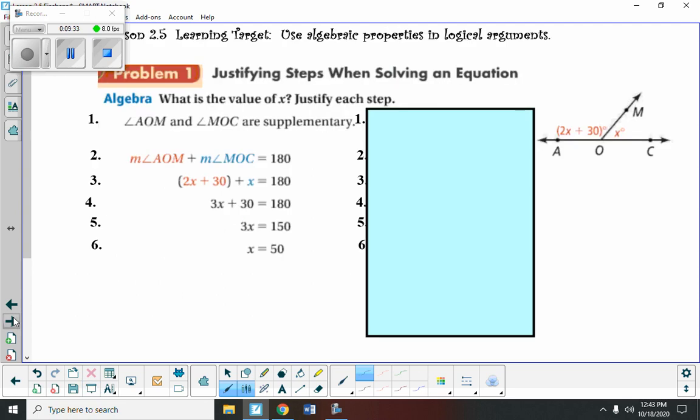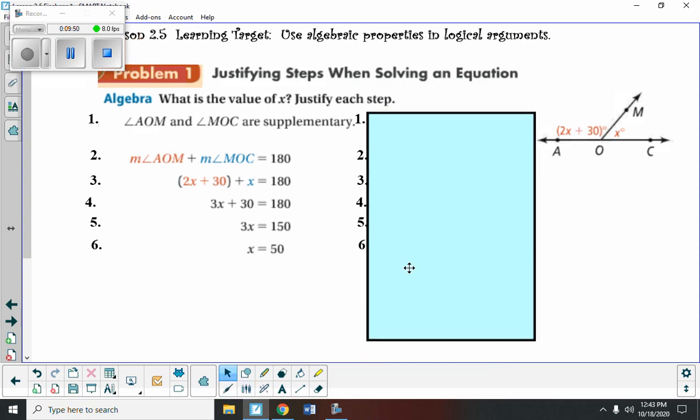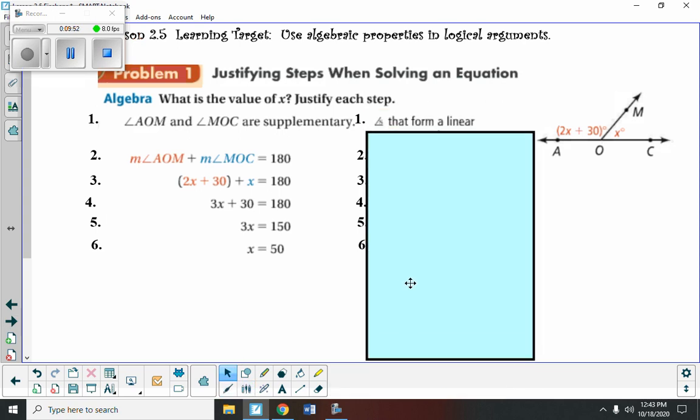All right, so let's look at one of these where we're combining some geometry with algebra. It says, what is the value of x? Let's justify each step. So when we look at that, what do we notice about those angles? Well, they're supplementary. How do you know that they are supplementary angles? Well, that's because angles that form a linear pair are supplementary. So then if they're supplementary, what do you know about them?